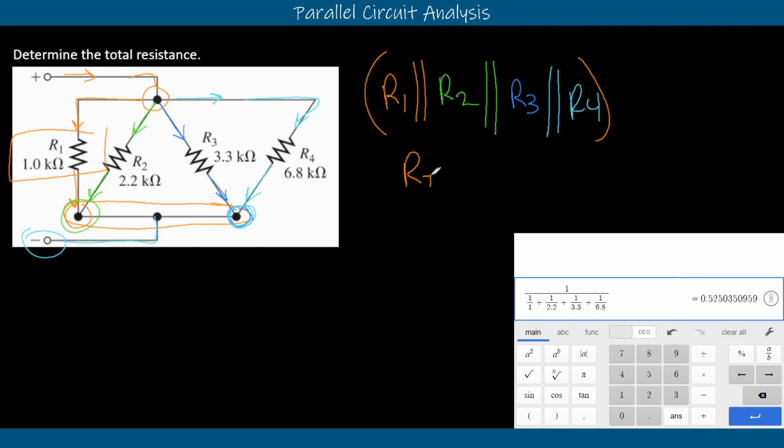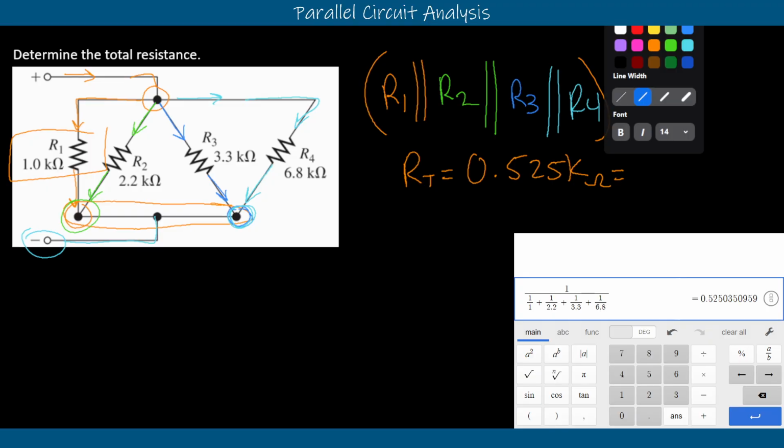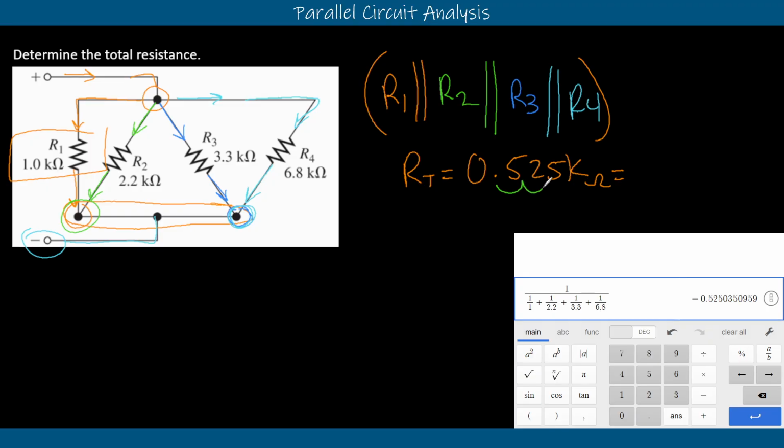We can say that our RT is equal to 0.525 kilo ohms, or we can reduce that over. We can say get it out of kilo ohms and put it down to ohms since it's so small.